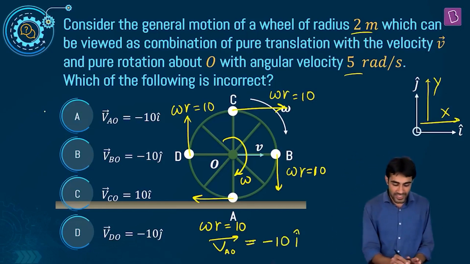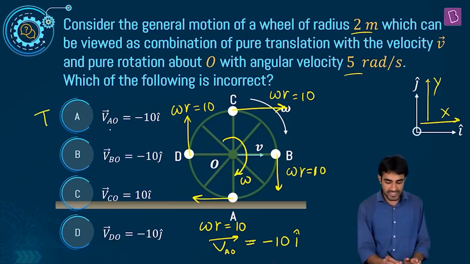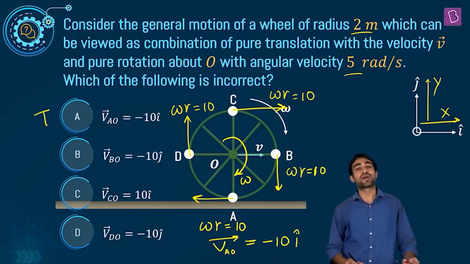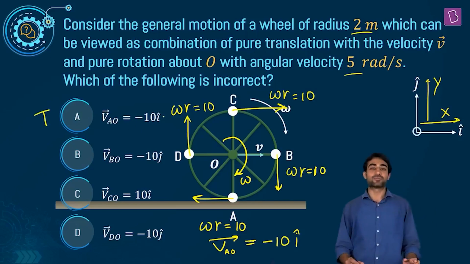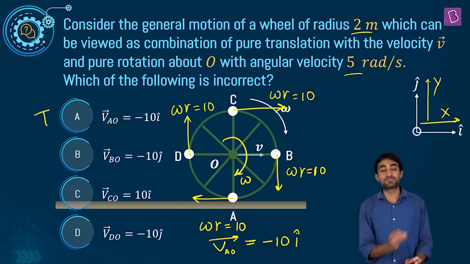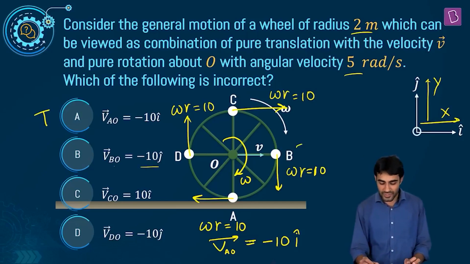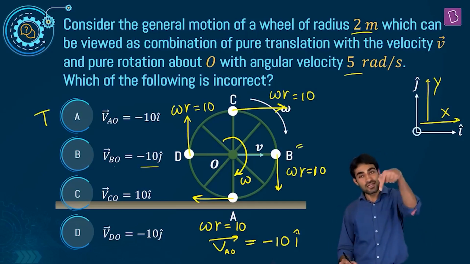And in fact, option A is true. This option says velocity of A with respect to O is minus 10 i cap. So it is true. And let's see option B. Option B says velocity of B with respect to O is minus 10 j cap. So in which direction B is moving? B is moving in the downward direction.